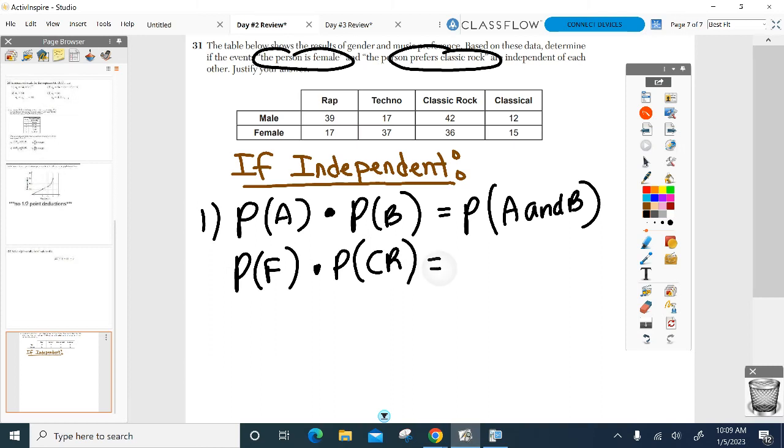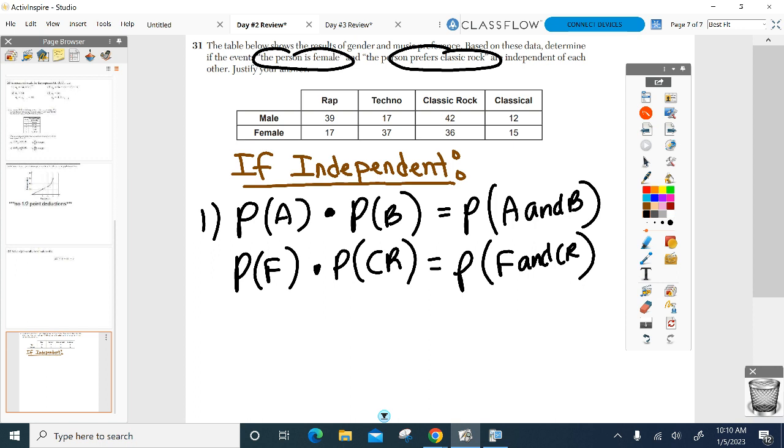Then those two multiplied together should be equal to the probability of female and classic rock together. I think you guys should be okay knowing the rule if they're independent. Now plugging in numbers is where I'm concerned, and what I saw on your test makes me concerned. When you plug in for a probability, you cannot plug in a number bigger than 1. It has to be some type of fraction, all right?